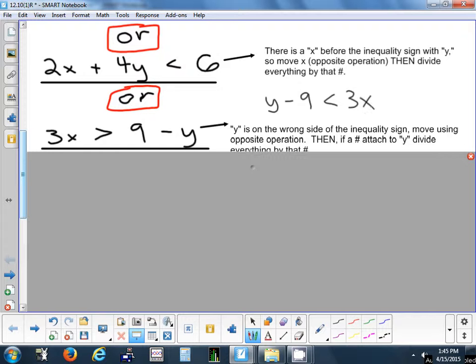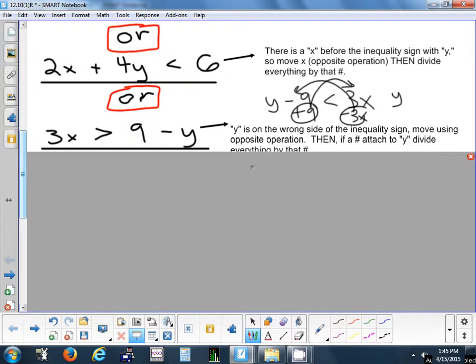Could have done something like that too. Then you would have had to flip-flop these two things. I would have added 9 and moved it over here. I would have subtracted 3x and moved it over there. Would have just flipped those two things around. Then it would have been y.